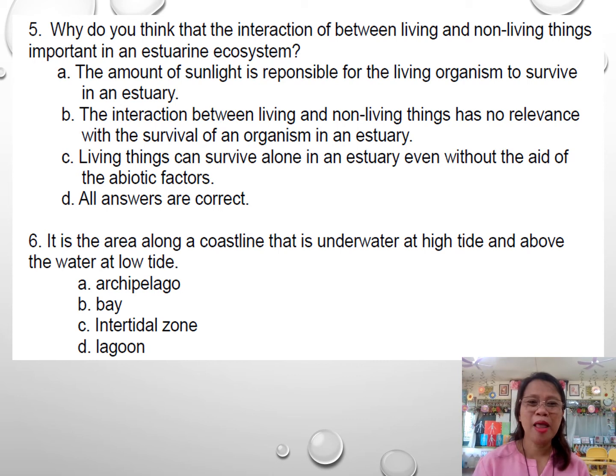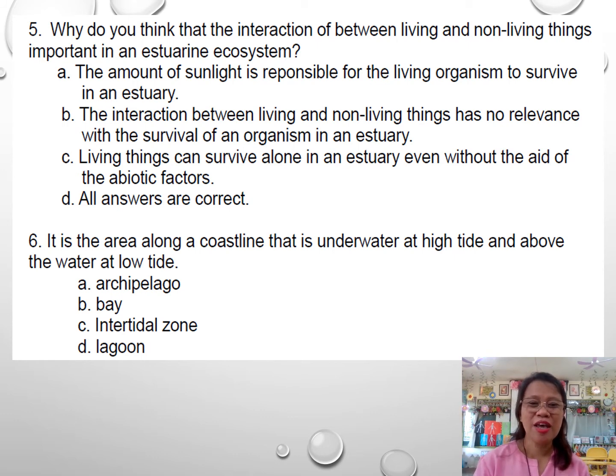Number 5. Why do you think the interaction between living and non-living things is important in an estuarine ecosystem? Okay, choose well. Read carefully.